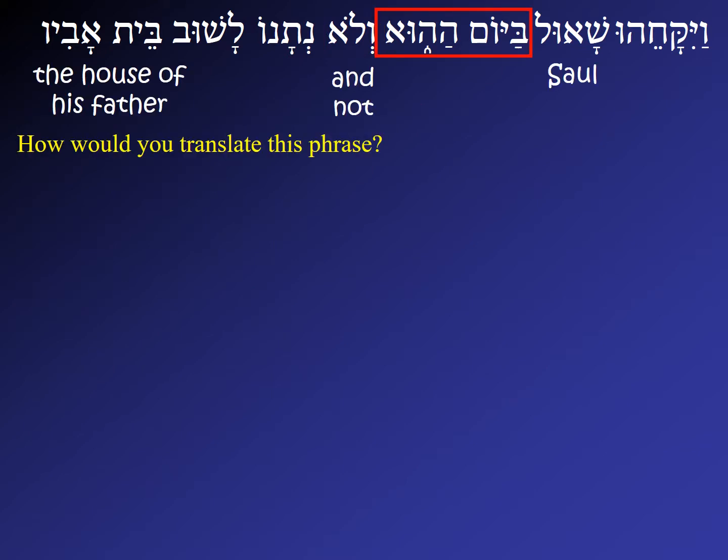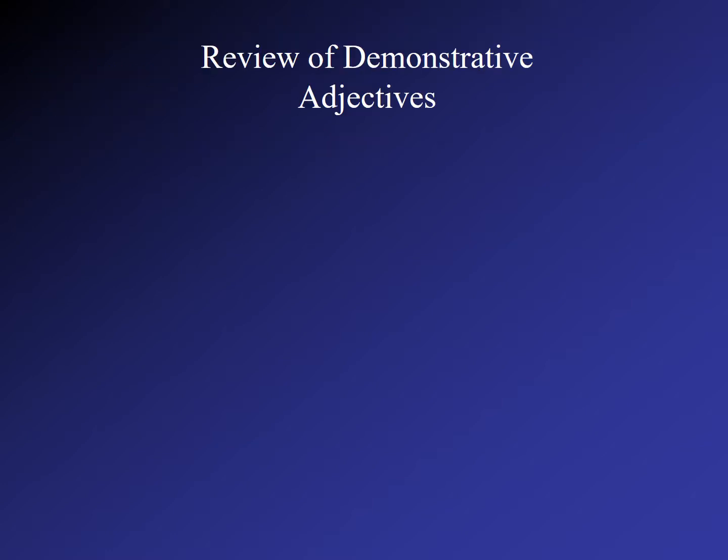Alright, if we put those words into place, we can look at this phrase, bayom hahu. This should be familiar to us. We've seen it since earlier in the year. Okay, before we translate that phrase, let's review demonstrative adjectives. We have two types of demonstratives. The first is the near demonstrative. That indicates something that's close to you. So this or these, near demonstrative.